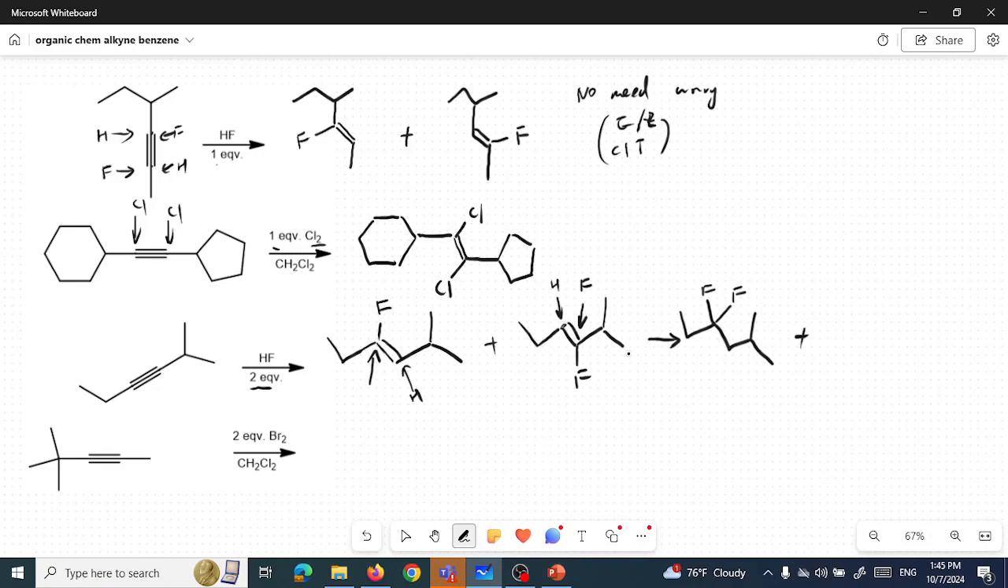And then the other product will be adding the second fluorine to the same carbon with the fluorine already. They'll keep the carbon chains unchanged, now with one fluorine and the other fluorine. The hydrogen will be added to the other carbon, and that's not going to be shown here. And you can see the double bond is gone.